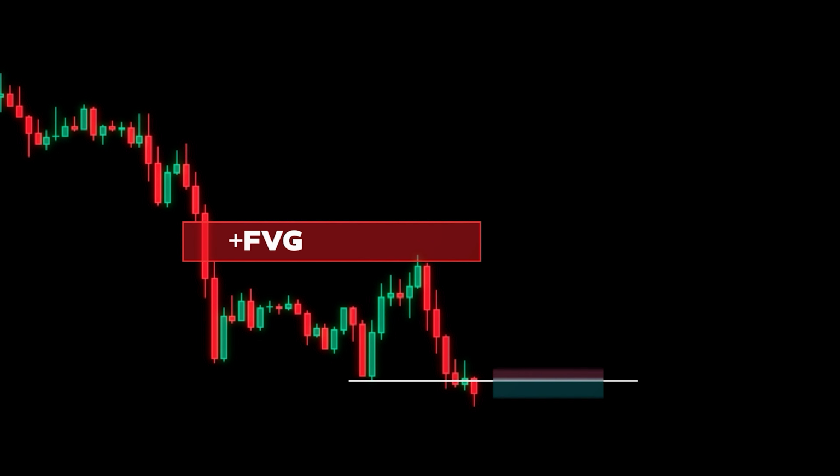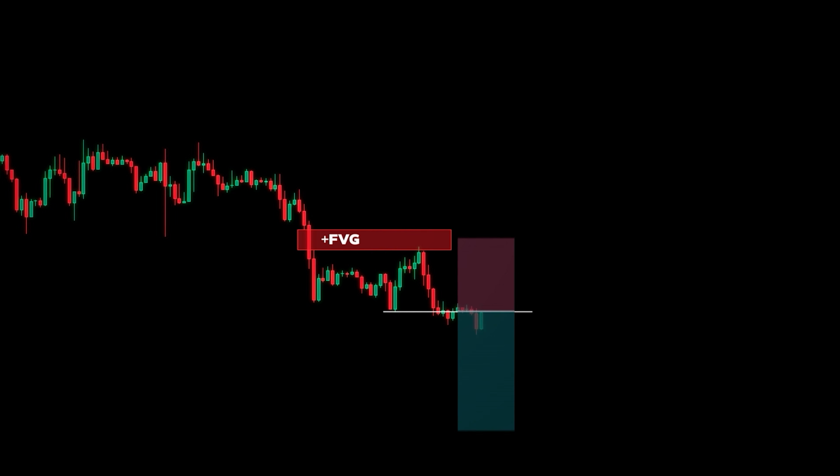You can enter here on a retest, confirming resistance. Set your stop above the high and simply target levels lower.